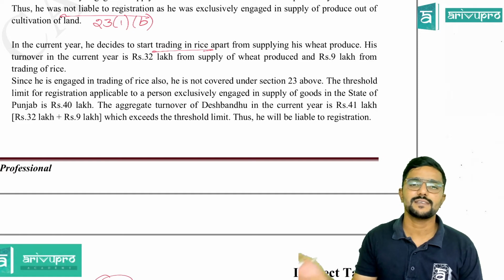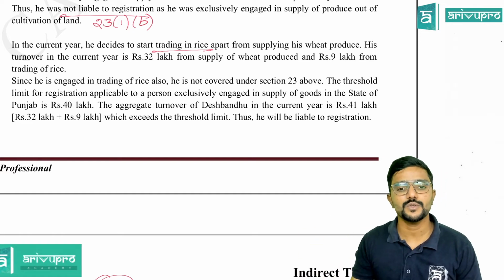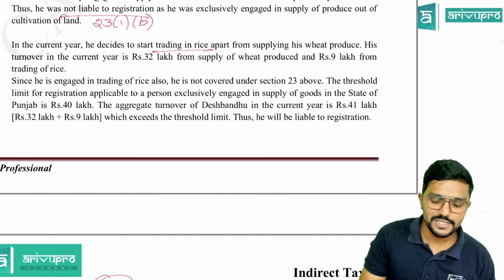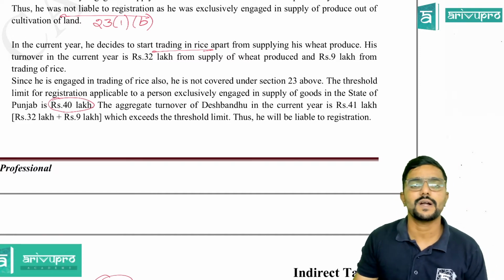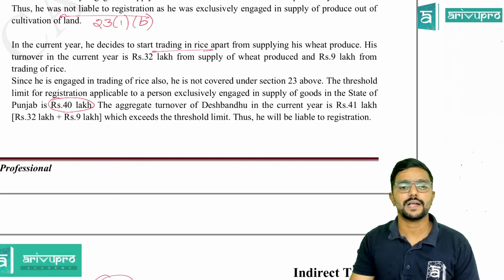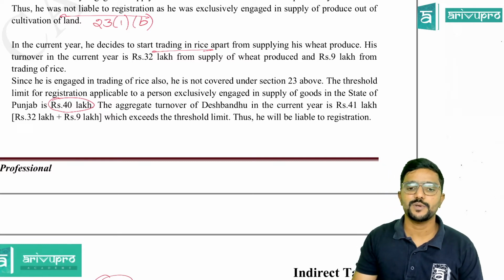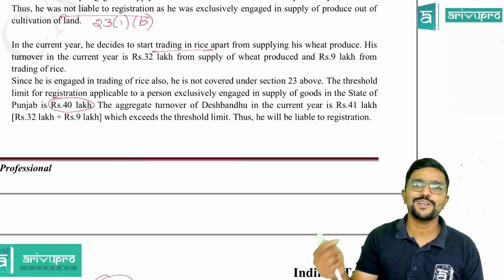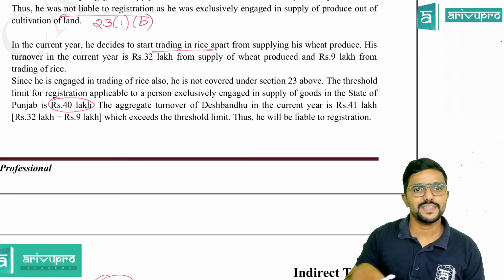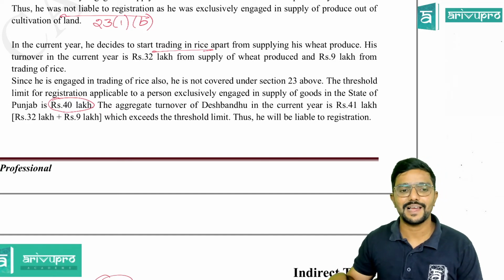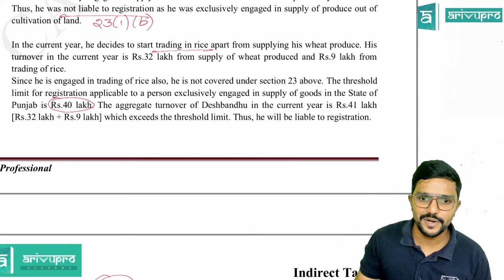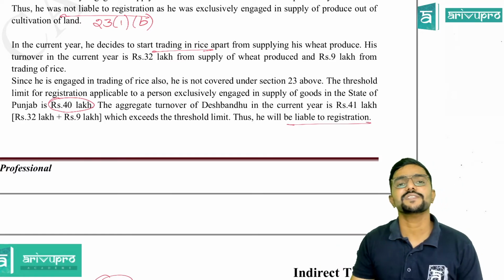So both rice and wheat, both are goods. So you are exclusively engaged in supply of goods in the state of Punjab. So what is the threshold limit applicable for you? 40 lakh. Have you crossed 40 lakh? The aggregate turnover of Deshbandhu in the current year is 41 lakh. Sir, how? Aggregate turnover includes exempt supply. Yeah? So exempt supply 32 lakh plus taxable supply 9 lakh. So what is your turnover? 41 lakh. Should you get registered? Yes, you have to get registered, as it exceeds the threshold limit. Thus, he is liable to get registration.